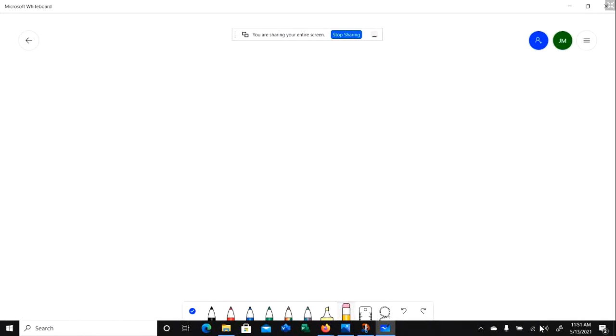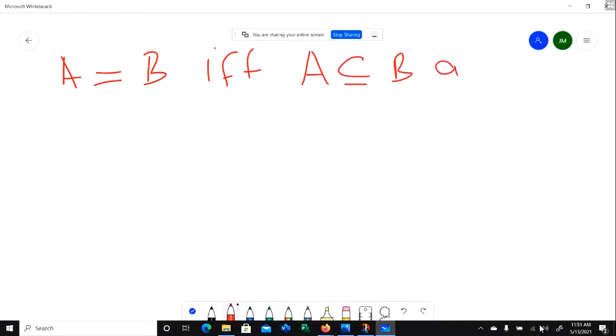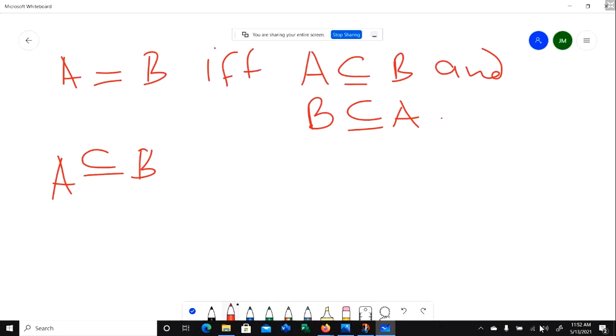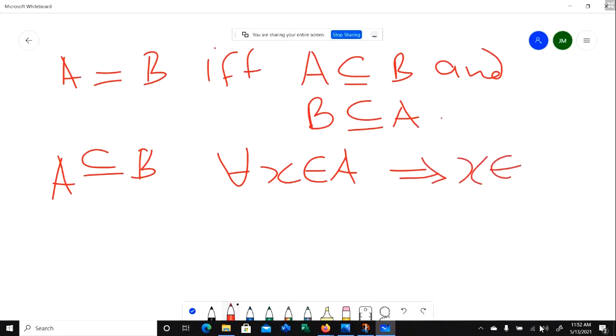So I hope we can see my shared whiteboard. It's a small whiteboard over there, but we were saying that for two sets A and B, A is equal to B if and only if A is a subset of B and B is a subset of A. So equality, you have to show both ways. And remember, when we talk of the set A being a subset of B, this implies that every element x in A is also in B, implies that x is also a member of B.